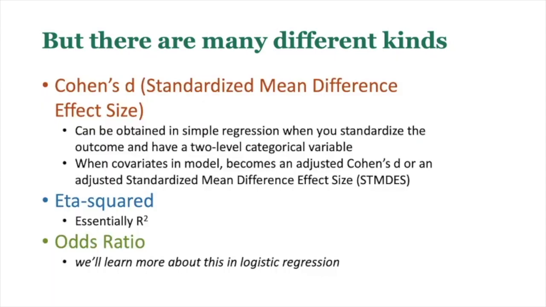So there's others. We have eta squared, which is essentially R squared. Eta squared is used with ANOVA. We have odds ratios, which we'll learn about in logistic regression in a couple weeks. Again, all of these are just trying to tell us the effect size. How big is the effect? How big is the relationship?